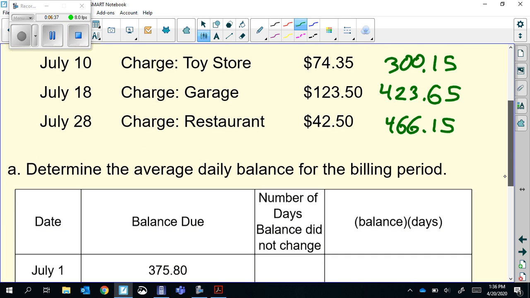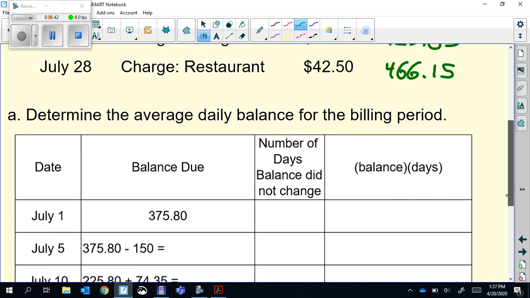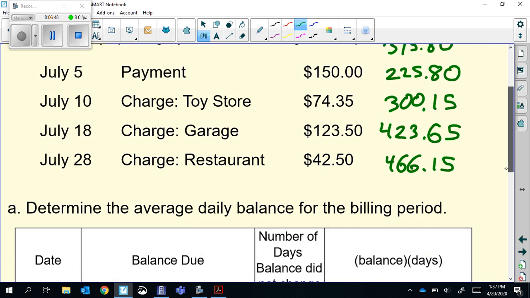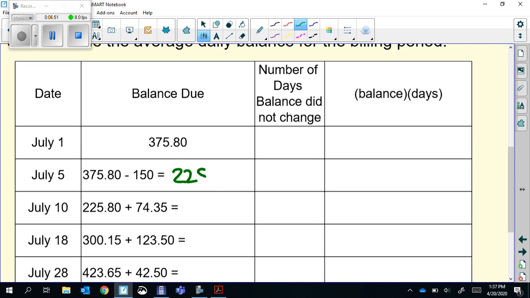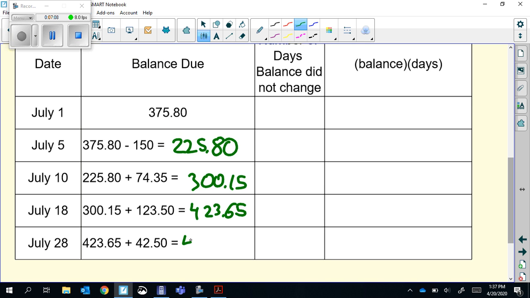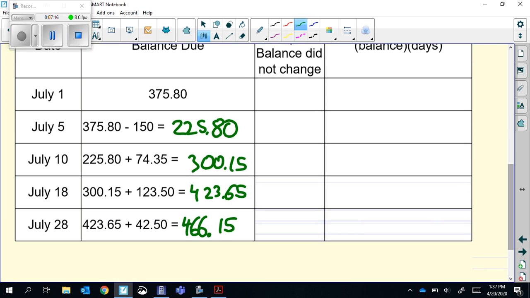We're going to determine the average daily balance for the period. So kind of what I started writing already, 375.80 minus the 150 is 225.80. And then we're going to add the 74, that's $300.15, plus the 123, that was $423.65. And then our last balance there is 466 and 15 cents. So we have all those totals that we did up above.